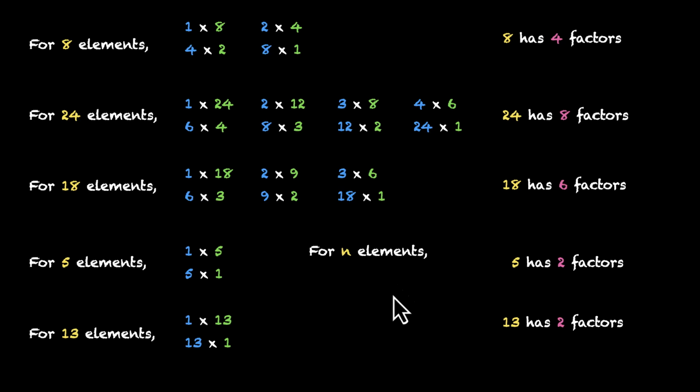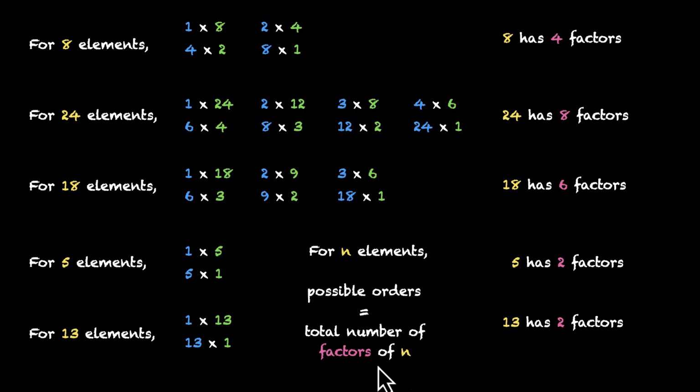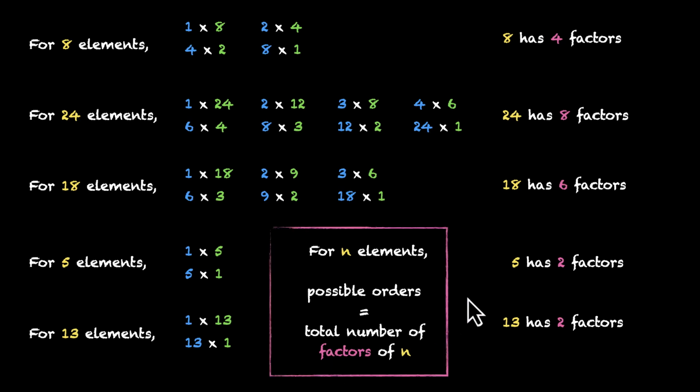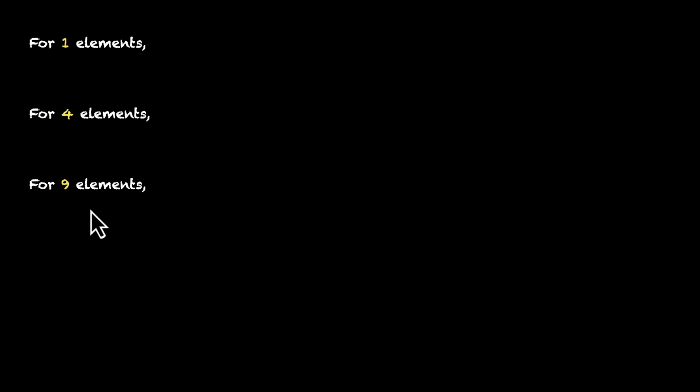And we can generalize this. If we have n elements, the total number of possible orders is equal to the total number of factors of n. And at first, it seems like the answer is always even. We have 2, 2, 6, 8, and 4. But look at these numbers of elements. For one element, what's the total number of possible orders? What about 4 or 9 or 16? Pause the video, think about it.